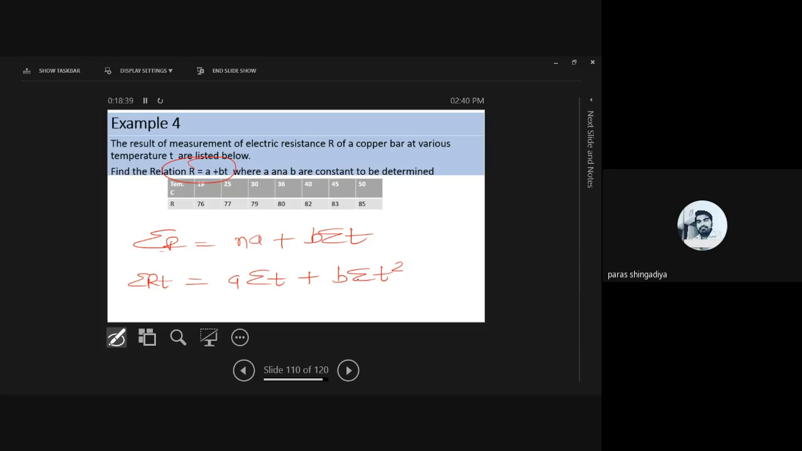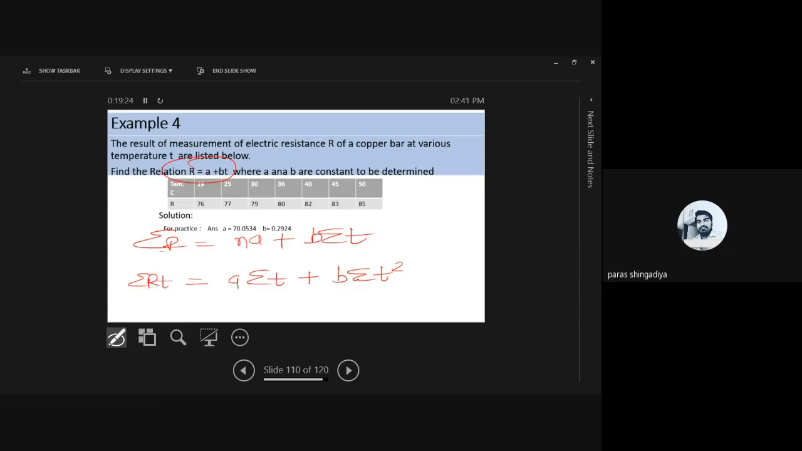Clear? So the values are given there: 19, 25, 30, 36, 40, 50 and 50, and 76, 77, 79. First prepare the table which involves sigma R, sigma T, sigma R into T and sigma T square. Then replace these values in the equations and we get two equations. After solving them directly by using Del C, we will get A is equal to 70.05 and B is equal to 0.292. Write it by yourself and verify your answer with that.